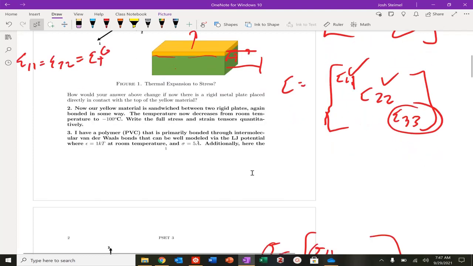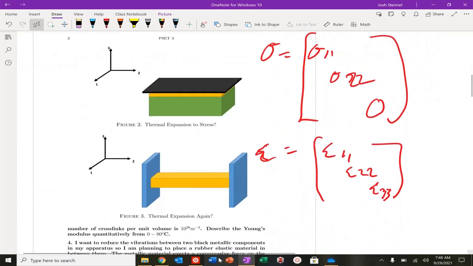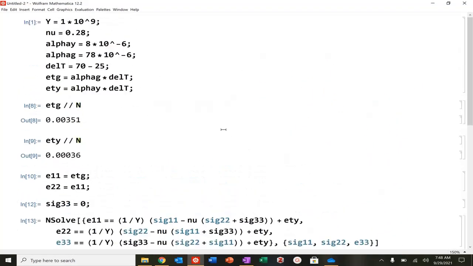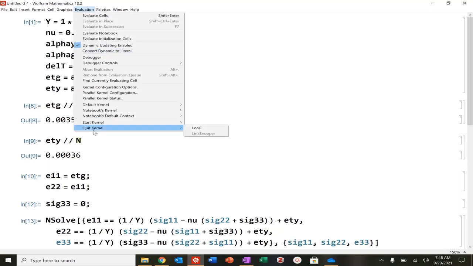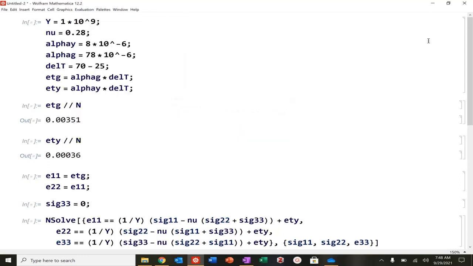So now on to problem 2. Our yellow material is sandwiched between 2 rigid plates again, bonded in some way. The temperature now decreases from room temperature to minus 100 C. Write the full stress and strain tensors quantitatively. So typically, I always want to clear my notebook, so I'm going to quit my kernel and everything else.